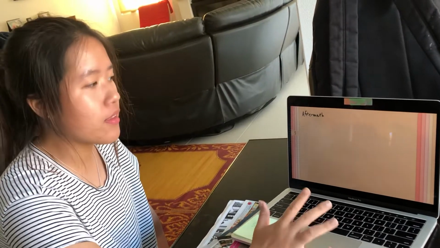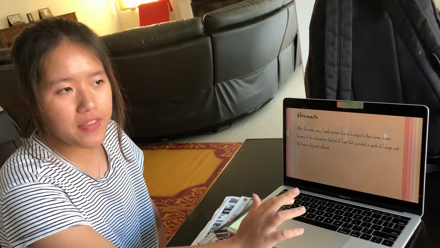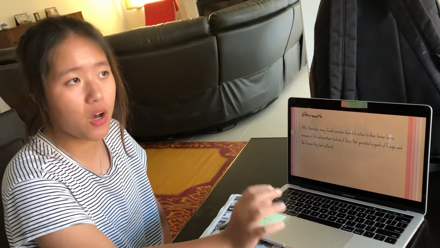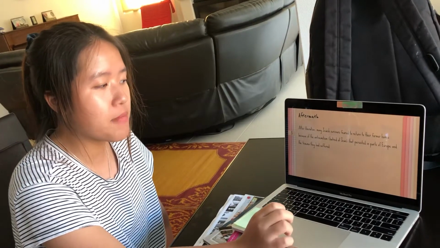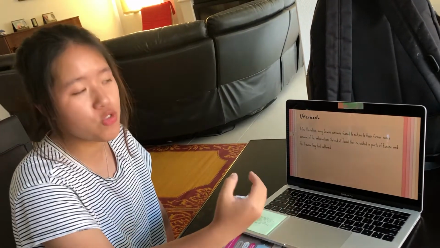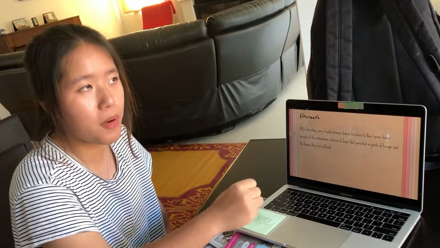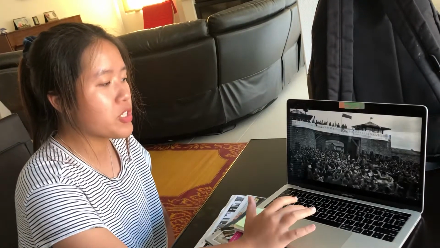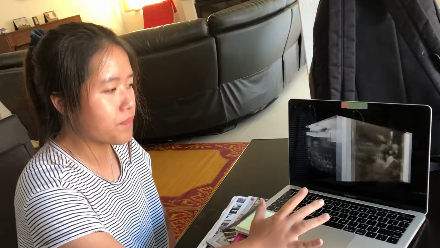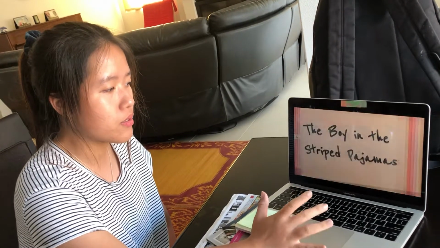Okay, so the aftermath. After liberation, a lot of Jewish people were scared and had fear to return to their homes because of the anti-Semitism, the hatred of Jews, that still persisted in parts of Europe, and the trauma they had suffered. So after liberation, it was not a good life for them. They still had to suffer.